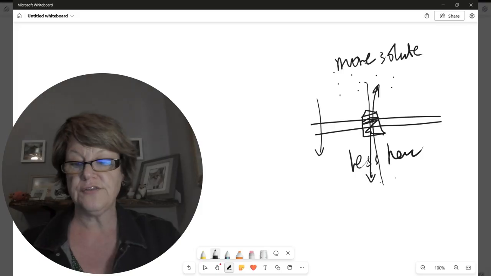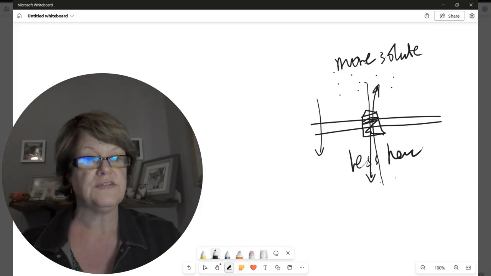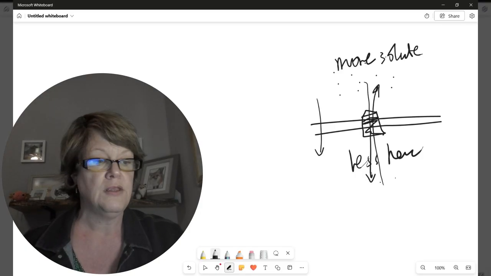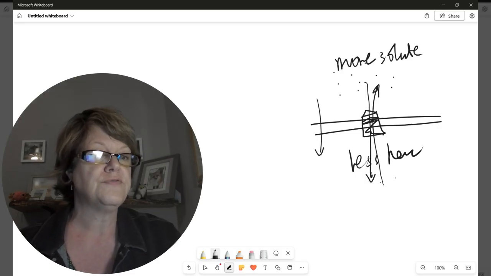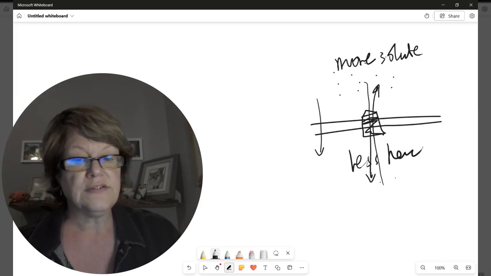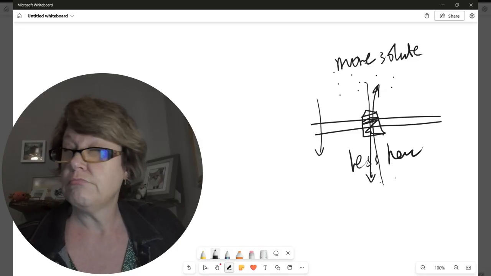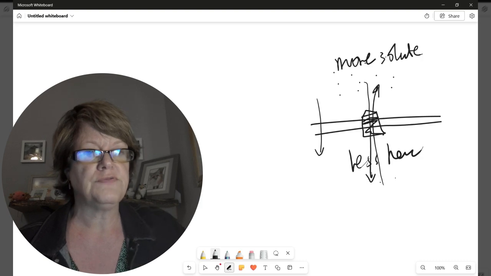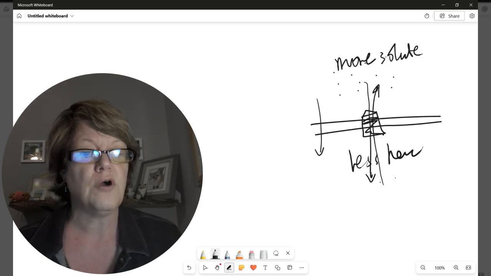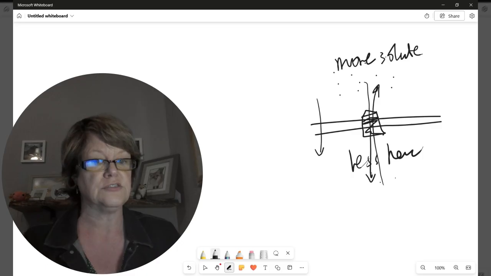Be able to predict the direction of osmosis in a given scenario or diagram. So whichever way the solute wants to go according to diffusion, then the water will go the other way. There is no active transport of water, and so you have to figure out the direction of diffusion of a solute, and water will go in the opposite direction.